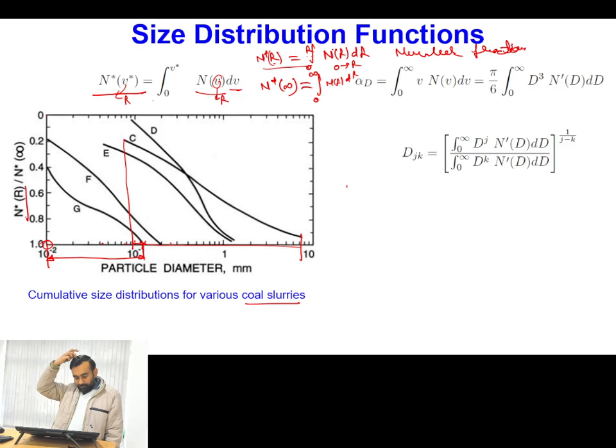Now, if you have to calculate the median size of the particle for all these slurries, what can you do? Corresponding to a fraction of 0.5, you can check the size, and you will find the median size of the particle for all the slurries we have under consideration. Okay. Now, what is the benefit of this? Can you tell me what is the benefit of this distribution?